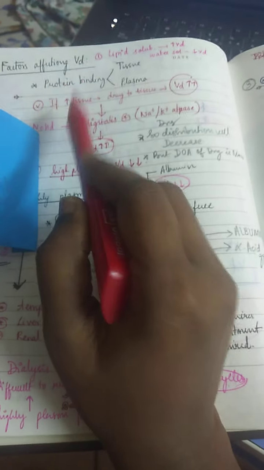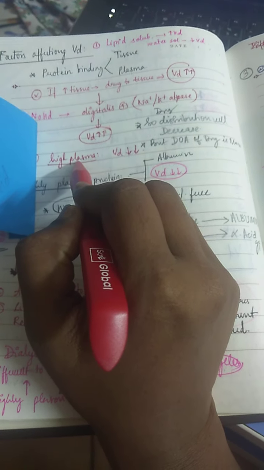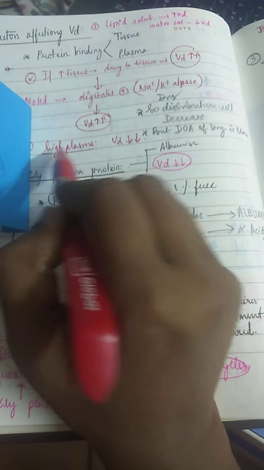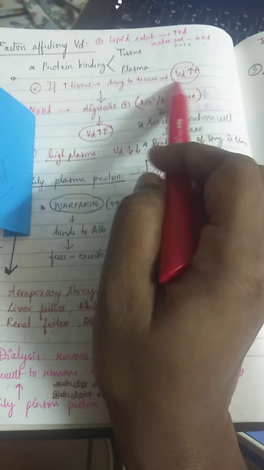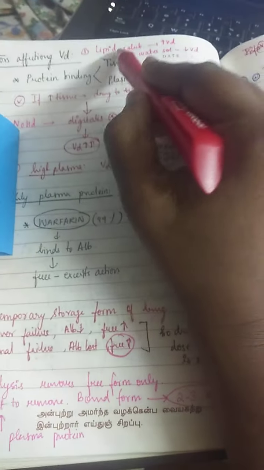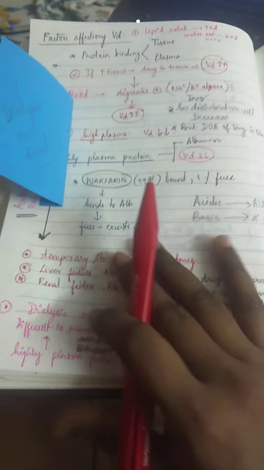The volume of distribution itself has many contributing factors. For example, the first factor is protein binding. If you have high protein binding, then the volume of distribution will be less. If the binding to the tissue is more, then the volume of distribution will be more. At the same time, if it's lipid soluble, it will be easily distributed to the tissues, so it has a high volume of distribution.